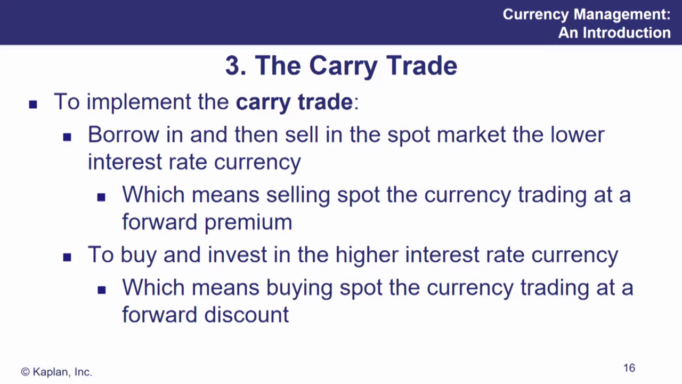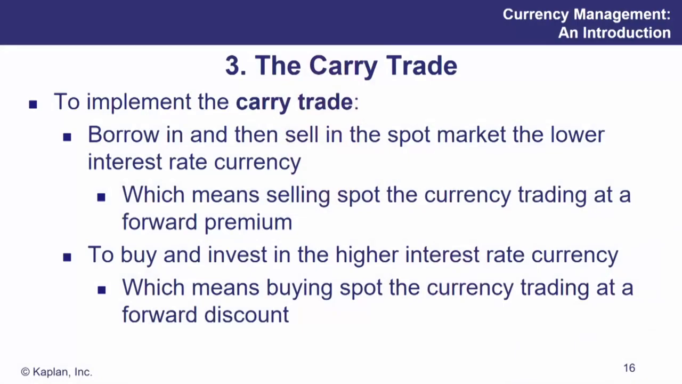Okay, so how do we implement the carry trade? What we're going to do is borrow in and sell the spot market of the lower interest rate currency. Let's say that typically is going to be the developed market currency. Developed markets tend to have lower interest rates than developing or emerging markets. All right, so if it is the lower interest rate currency of the two, then that means it's going to be selling at a forward premium. So we're selling the spot at a forward premium.